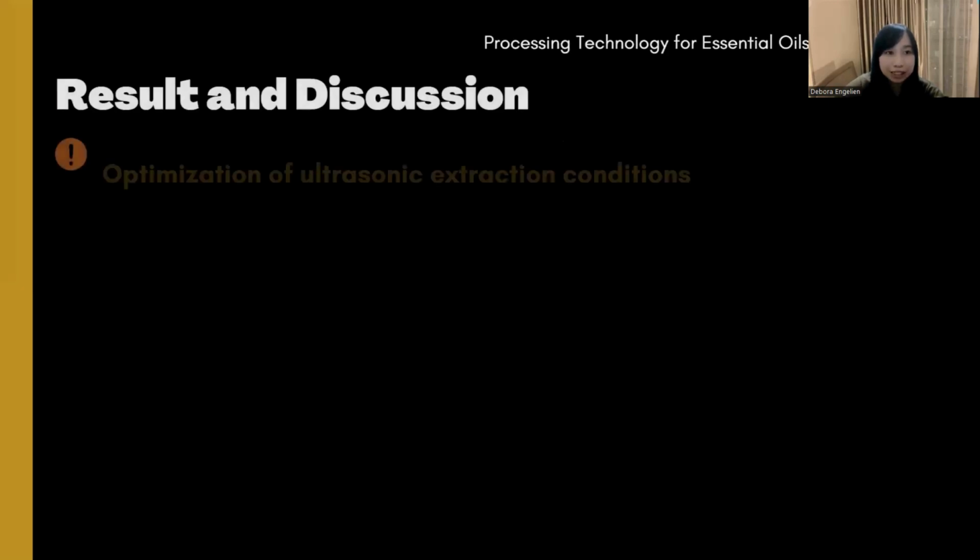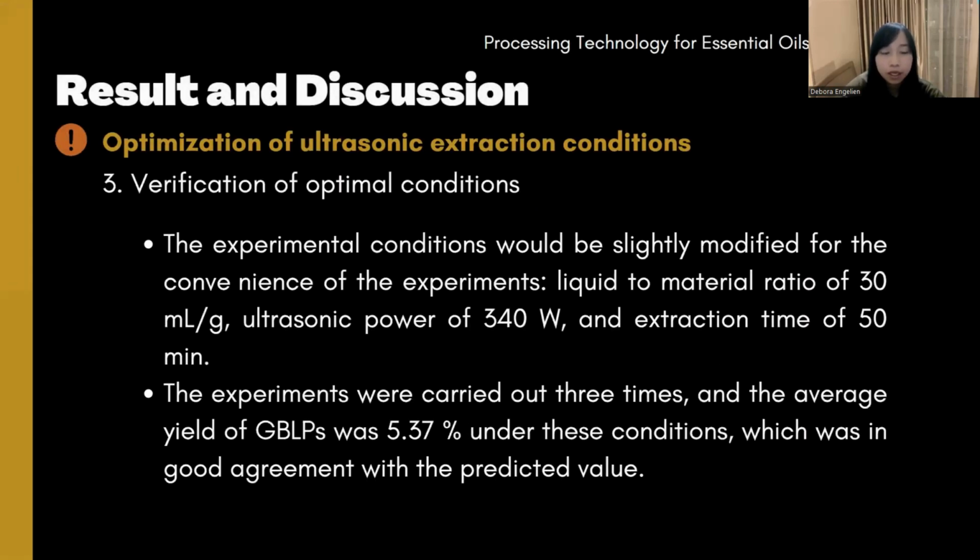For the verification of the optimal condition, the optimal condition predicted by the model was selected for the experiments. The experimental condition was slightly modified for the convenience of the experiments: liquid to material ratio of 30 milliliter per gram, ultrasonic power of 340 watt, and extraction time of 50 minutes. The experiments were carried out 3 times, and the average yield of UBLPS was 5.37% under this condition, which was in good agreement with the predicted value. So the model is adequate and accurate.